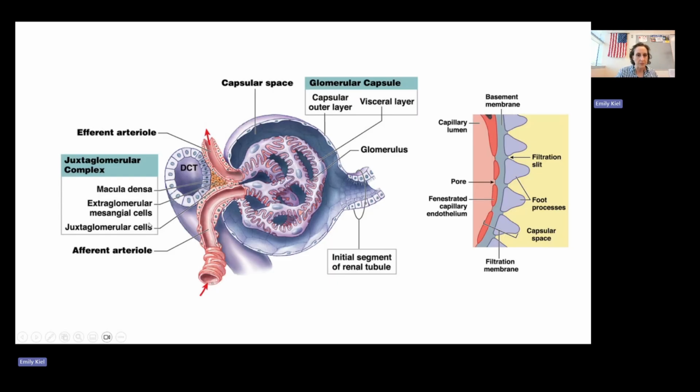Notice here we have some cells called juxtaglomerular cells. Their name tells you juxta, meaning nearby, like juxtaposition, glomerular cells near the glomerulus. And these are really important because they're going to secrete renin. We're going to have a whole little hormone section for this unit, but secretion of renin is going to be something that we talk about.